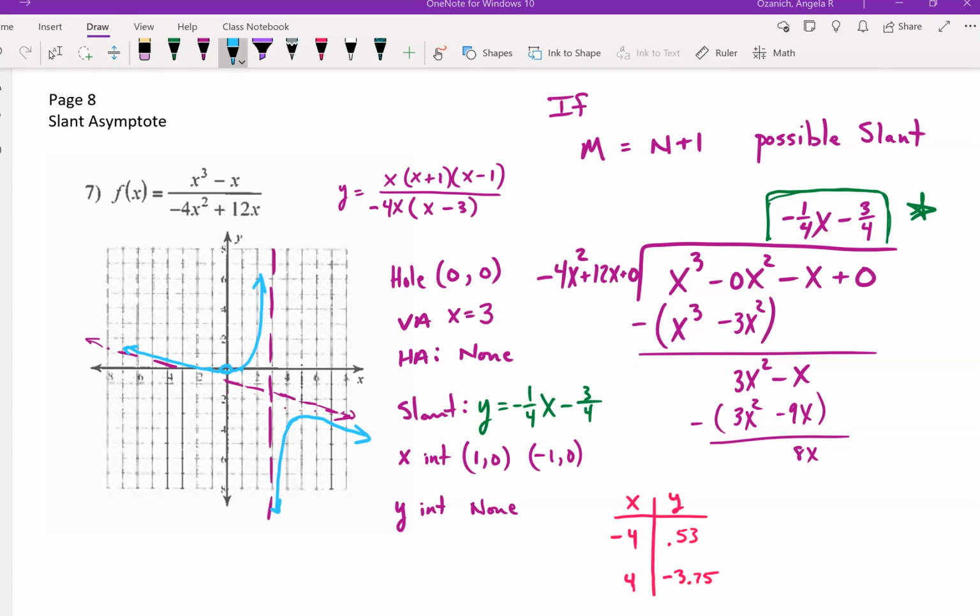There you go, guys. There is the graph of number 7 from page 8. So a lot of interesting things happening with this particular problem. You've got a hole because of this factor here, x times x. Those are the two that are the same, and that sometimes is hard to see if you're not looking for it. But anyway, try it. Take a look at what you've done. Take a look at what I've done here.